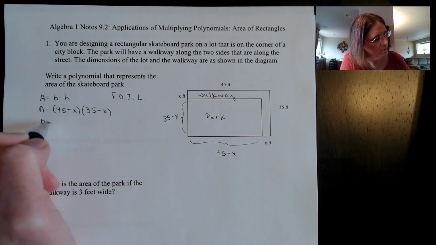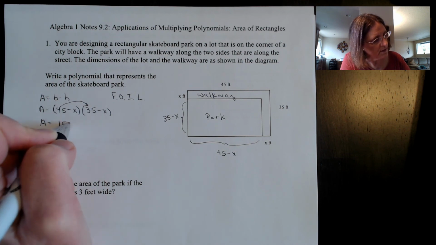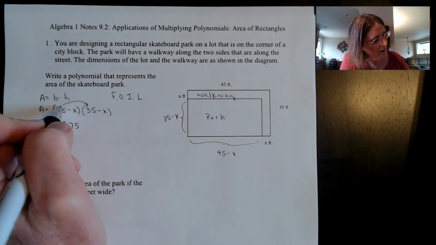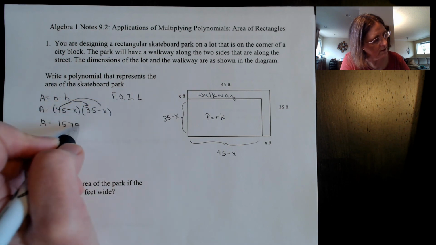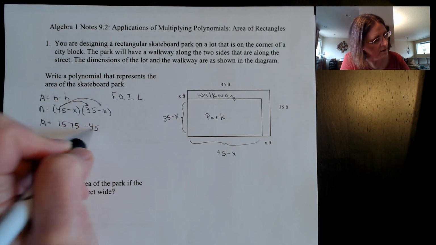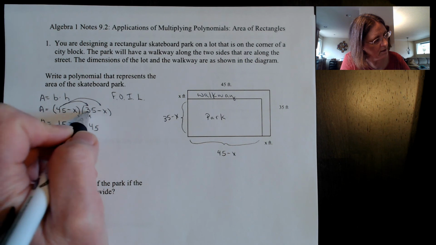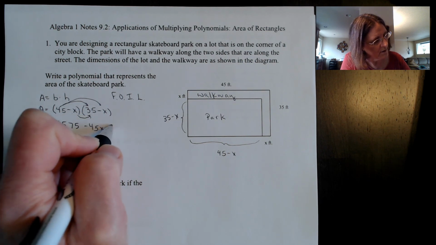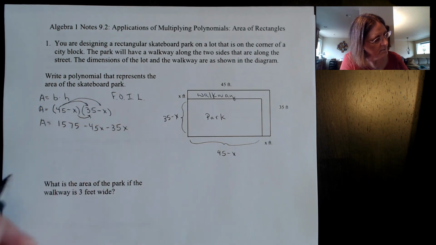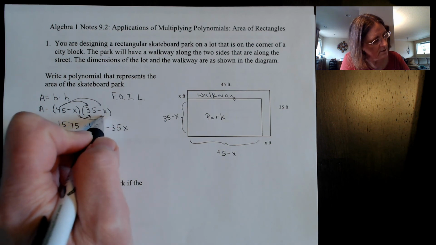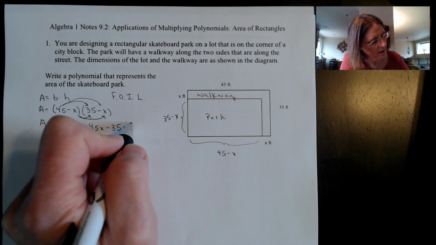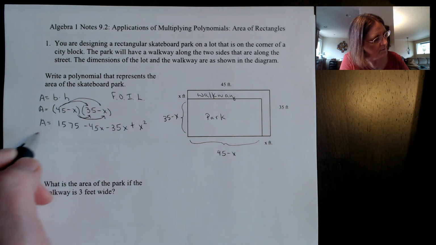So starting with our first terms, our 45 times our 35, that's 1575. Our outer, 45 times negative x is negative 45x. Our inner, negative x times 35 is negative 35x. And our last, negative x multiplied by negative x is positive x squared.